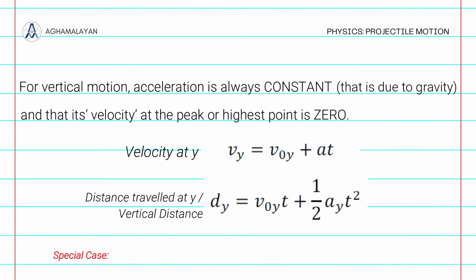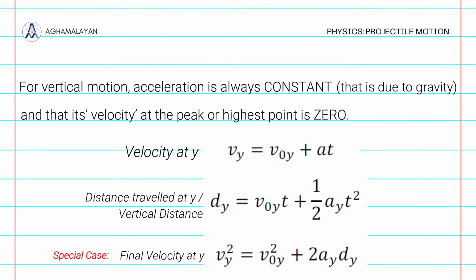While the special case, if you're going to solve for the final velocity at y, v y squared would be equal to v naught y squared plus 2 times a y times d y. So if you're going to look at the equations, you will see that it's just a mirror of your four fundamental equations in your linear kinematics. So if you know how to apply your linear kinematics, this will be easier for you to understand.